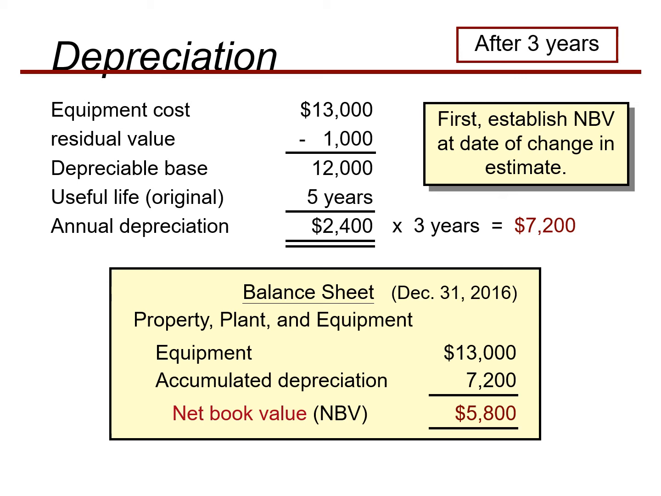Now, first we have to establish the net book value, which is that we deduct the total accumulated depreciation from the cost of your equipment. So in the balance sheet, property, plant, and equipment is $13,000, and your accumulated depreciation is 7,200. So now the book value of this asset is 5,800.